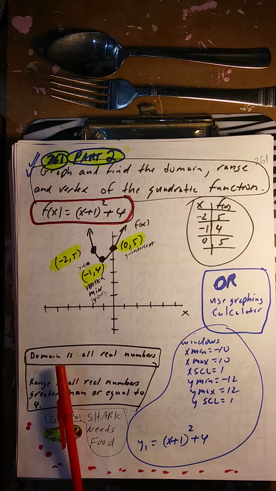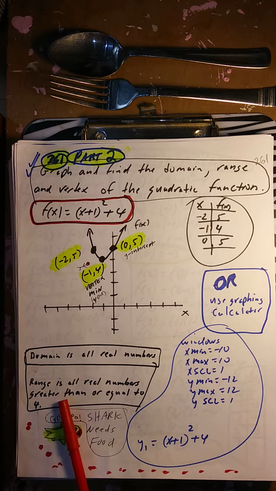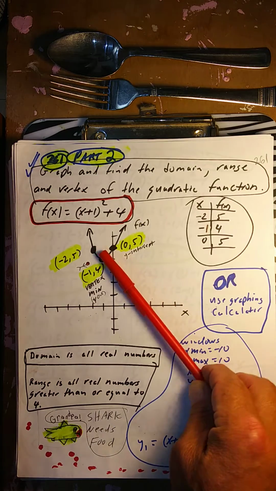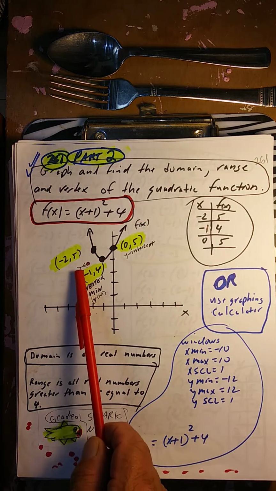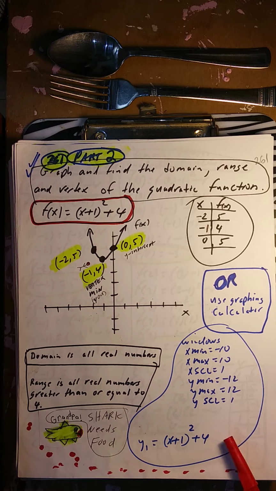Now, domain, all real numbers. The range is all real numbers that are what? Greater than or equal to 4. See right here, right there, this way. Okay, domain is this way, range is from right there up. Vertex, there you are. You're the vertex right there, the edge of the ocean somewhere. Again, you can use a graphing calculator.